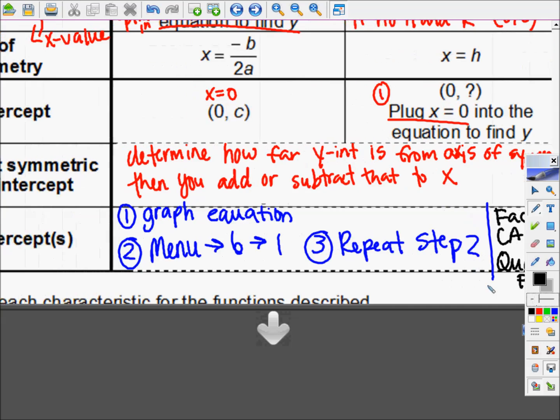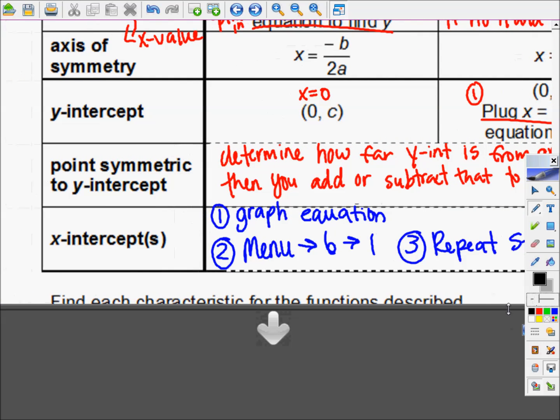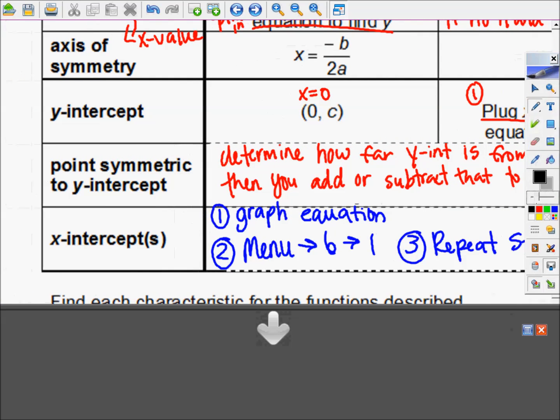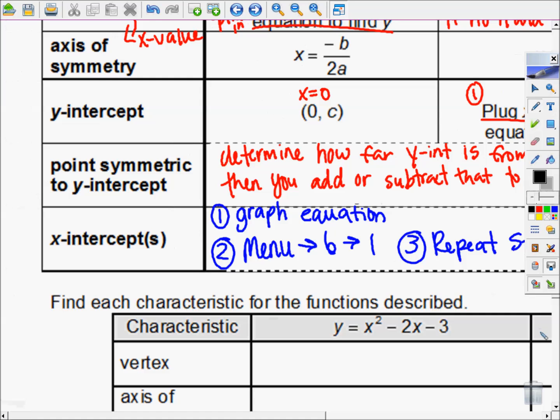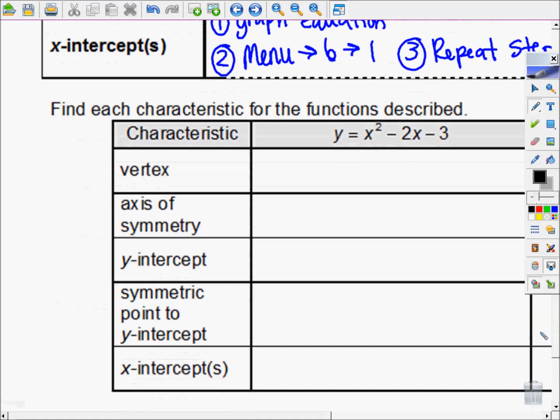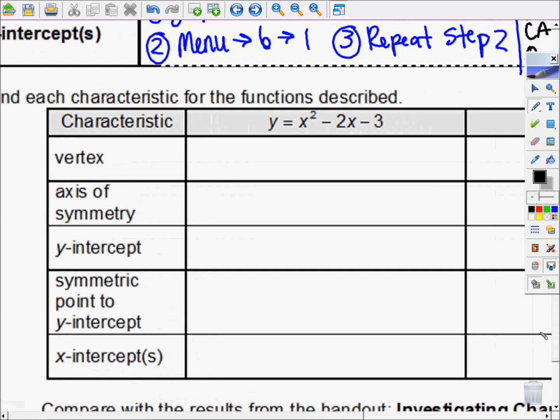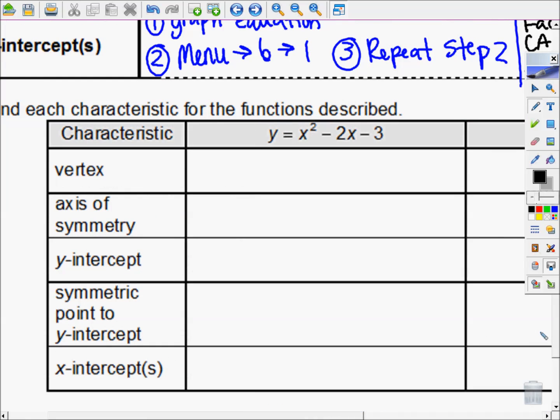All right, are you ready for our examples? We're going to do this one first. I'm going to identify what form we're given. What form are we given? We are given standard form.